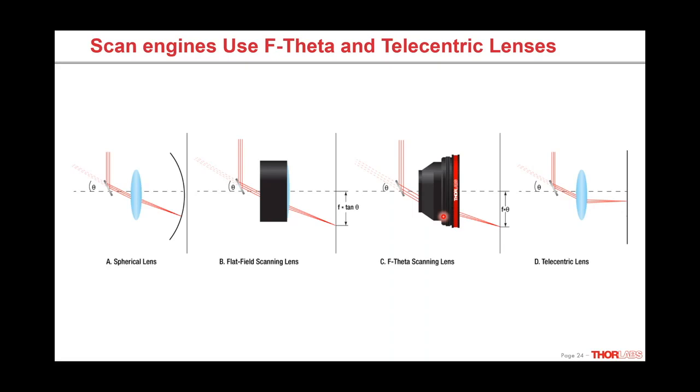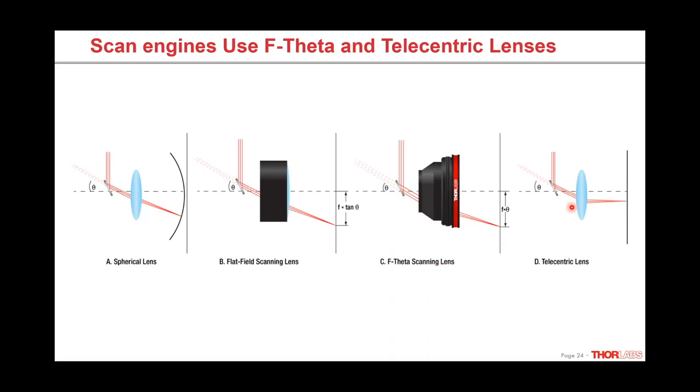most laser scanning systems use an F theta corrected scanning lens. In this type of compound lens, the focal point is linearly related to the effective focal length of the scan lens and the angle of the scanner.